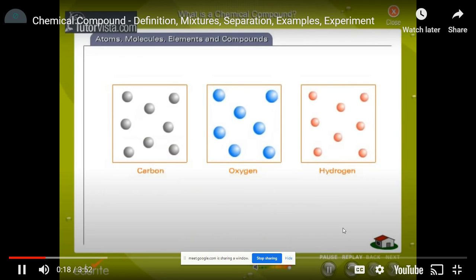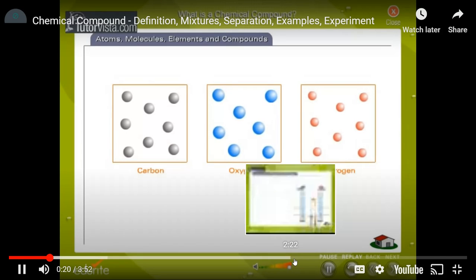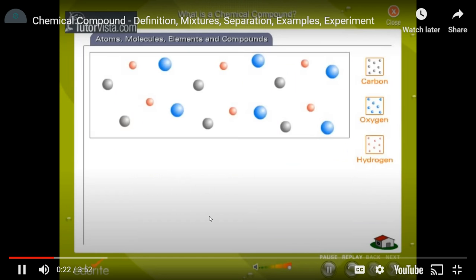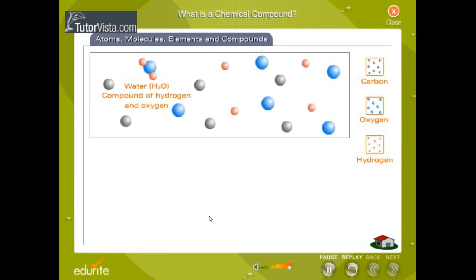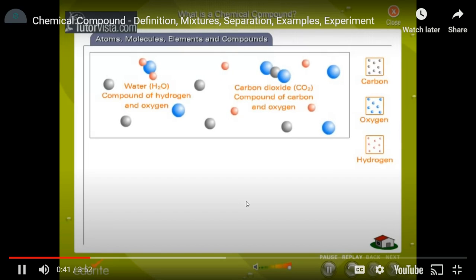Atoms, molecules, elements, and compounds. When two or more elements bond together chemically, they form a new substance with its own properties. This combination of elements is called a compound. Water is a compound made of hydrogen and oxygen. Carbon dioxide, which is what you release when you exhale, is a compound made of carbon and oxygen.